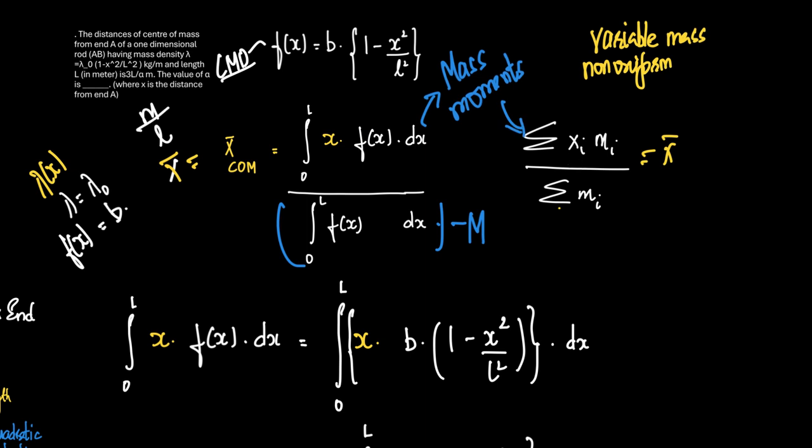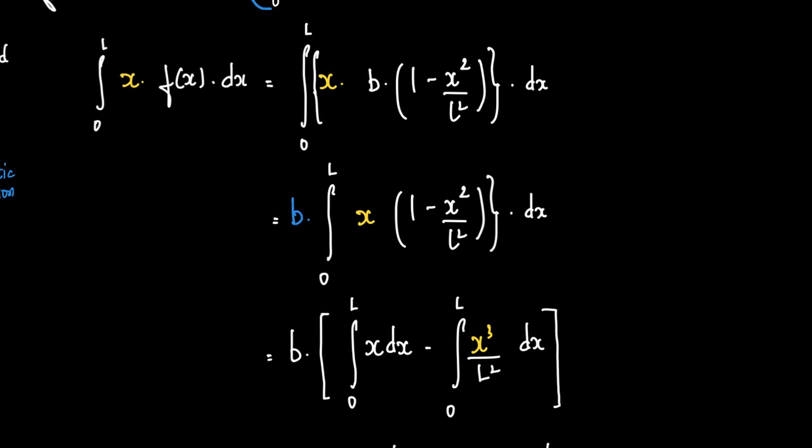Okay, so let's now try to understand the integration of the numerator part here, which is integral 0 to L x f of x. So very straightforward integration actually. What is f of x? It is b into 1 minus x square by L square. So when you have x into b into 1 minus x square by L square, okay, before we go into the integration, some of us may have a doubt regarding the limit 0 to L. Now how do you understand that?